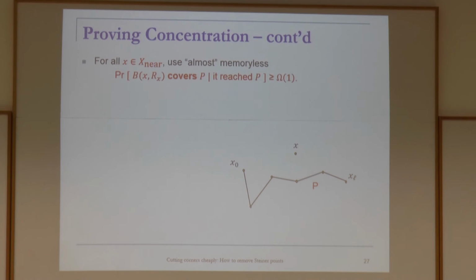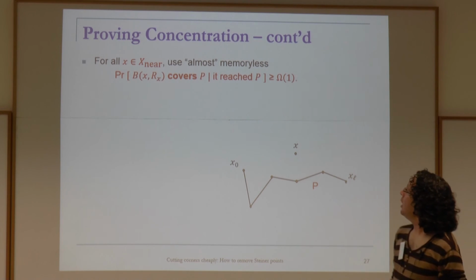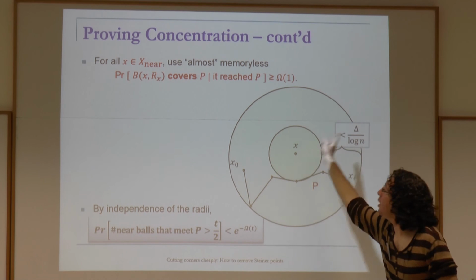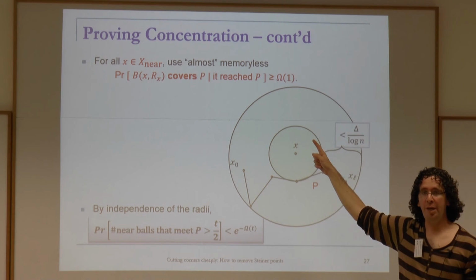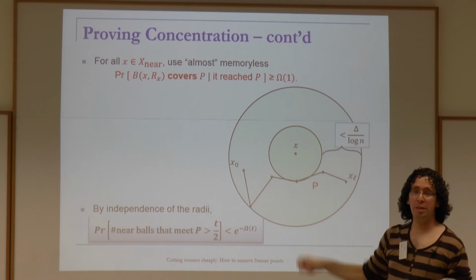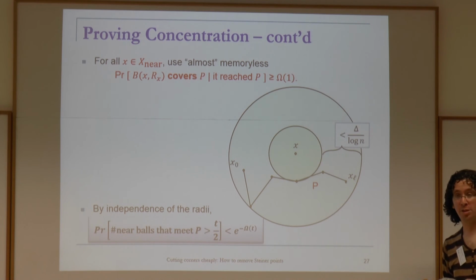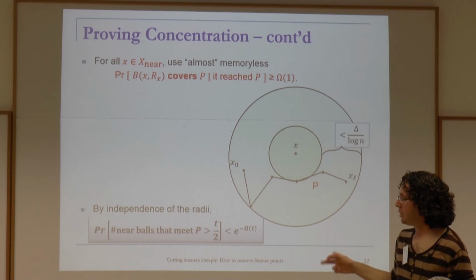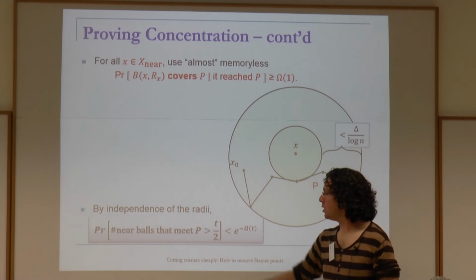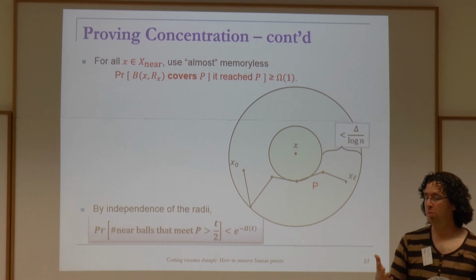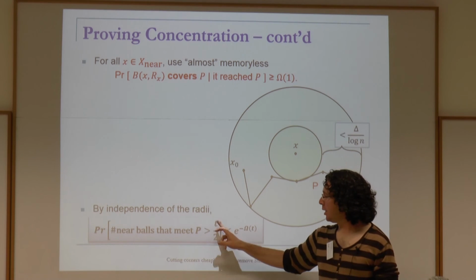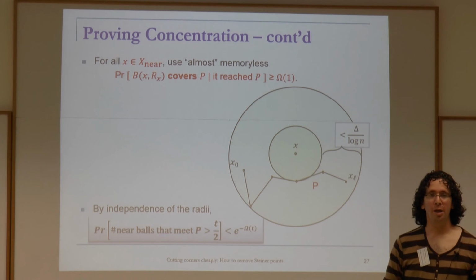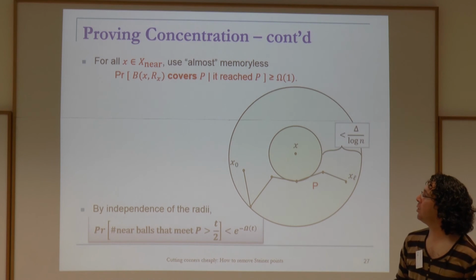Now, for near points, if x touches the path, with constant probability it will cover the entire path, because it's close to the path and the distribution is almost memoryless. Since the radius of each ball is independent of the radii of the other balls, the probability that the number of balls that meet P is larger than t over 2 is exponentially small in t. So this is more or less the proof. Again, I didn't go into the details.